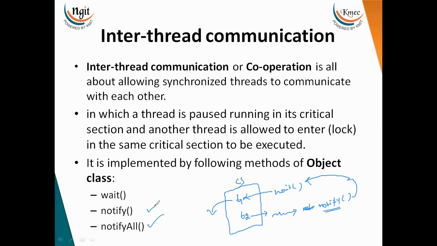This is all about the three different methods. By using these three methods, one thread can communicate with another thread, right? So this is all about inter-thread communication. I will show you with an example.